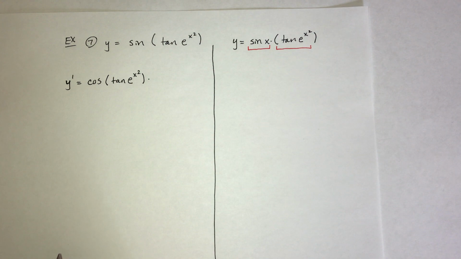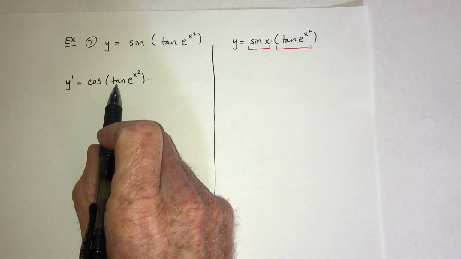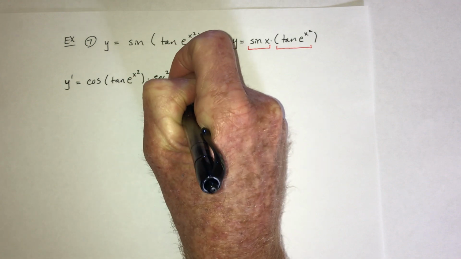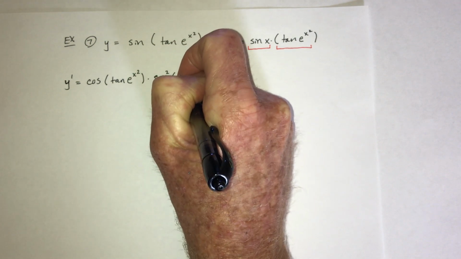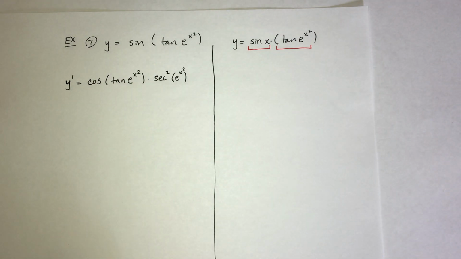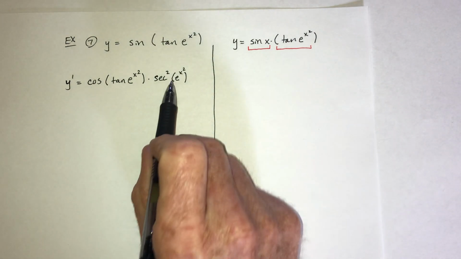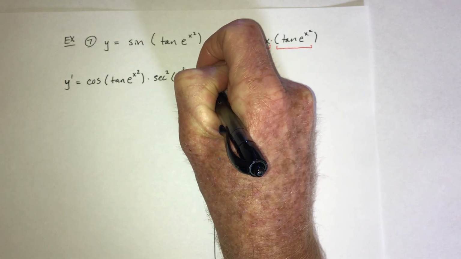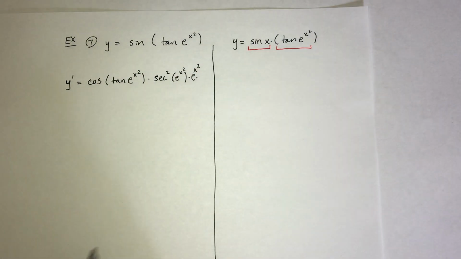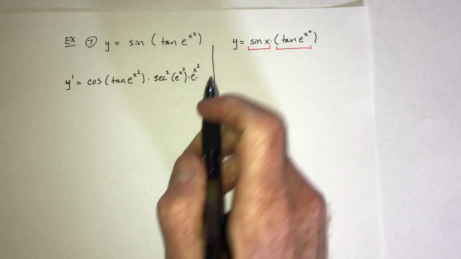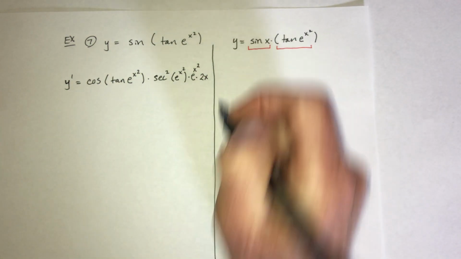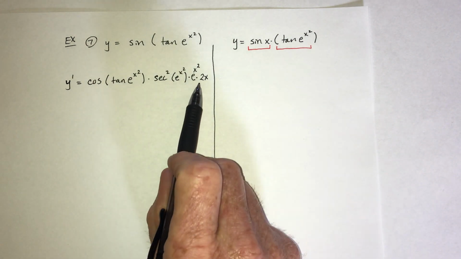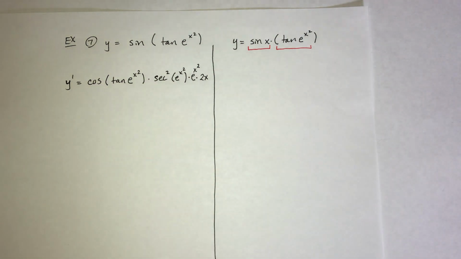And then take the derivative of tangent. The derivative of tangent is secant squared. And then leave the e function alone. Now take the derivative of the e function, which is the e function. And finally, take the derivative of x squared, which is 2x. That one is finished. There's nothing we can simplify or combine, so that one's done.